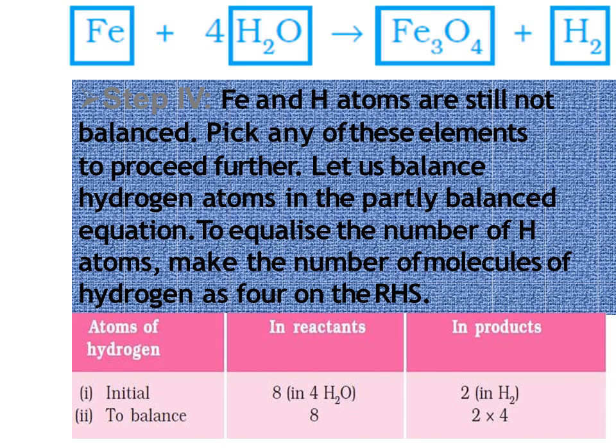Now the next part, we are balancing hydrogen atoms. As you can see, on the left hand side, 4 into 2, 8 hydrogen atoms are there. On the right hand side, 2 hydrogen atoms are there. Now we are converting 2 hydrogen into 8 hydrogen, by multiplying the right hand side hydrogen by 4, then it will form 4 H2, that is 8 hydrogen atoms.